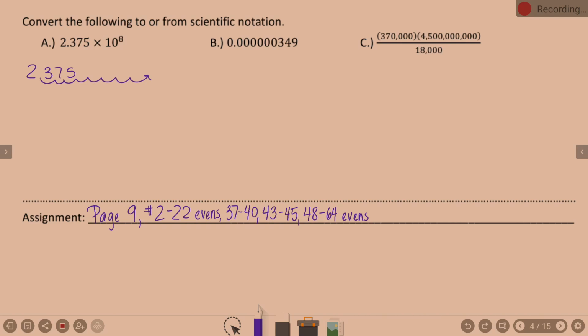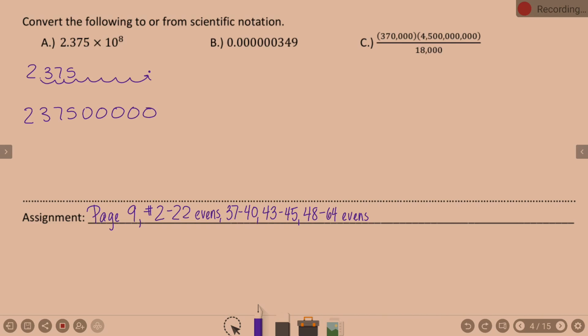No. Am I going to add 8 zeros? I mean, you can, but you're not going to hit it right. You're moving the decimal right 8 places. In this case, I already had 3 decimal places, so I'm going to end up adding 5 zeros. So 2, 3, 7, 5, 0, 0, 0, 0, 0.